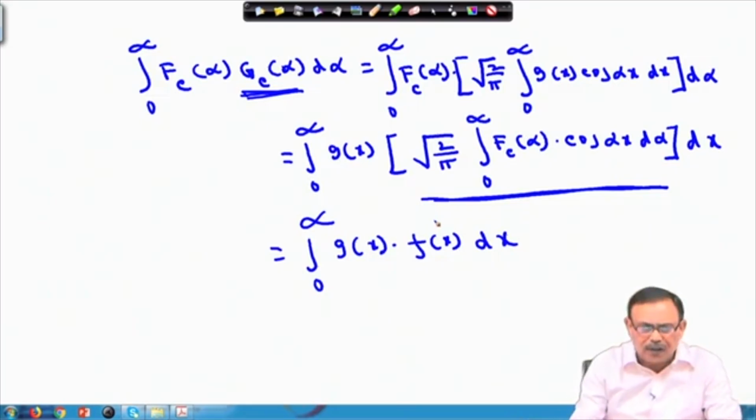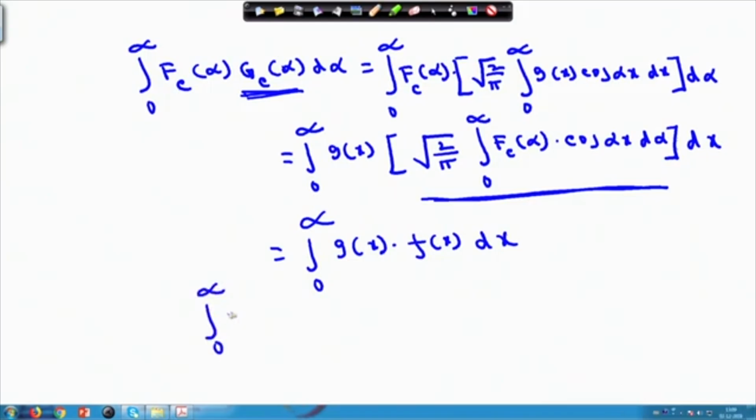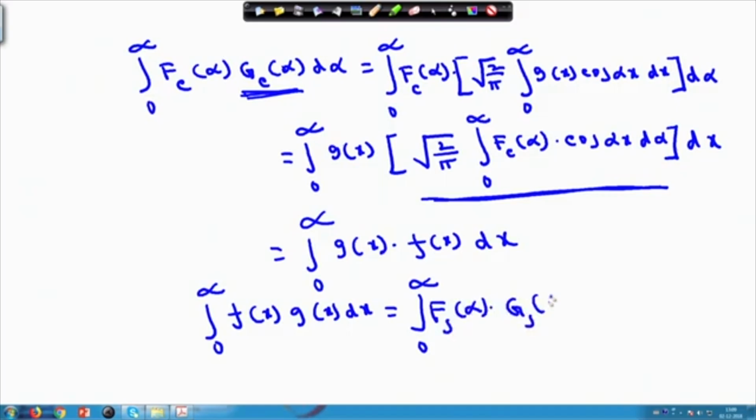Now, once we have proved this, I hope that in the same fashion you can prove this one also on your own, that is 0 to infinity f(x) g(x) dx. Following the same argument, you can show that 0 to infinity F_s of alpha into G_s of alpha into d alpha. So, you can prove this on your own using the same argument. So, this equals 0 to infinity F_c of alpha into G_c of alpha into d alpha, and which completes the proof of the theorem.